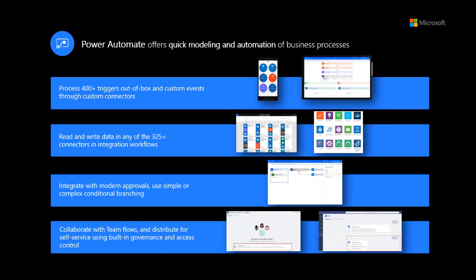It's got a nice graphic user interface that allows you to add triggers. It's very intuitive. There's not much code that needs to happen. You can do expressions if you want to do deeper things, but it's very simple, or complex conditional branching that allows you to get the answer that you need. You can also collaborate within Teams flows, or you can distribute them. And we do have built-in governance and access control so that only the people who you want to see those flows will see them.